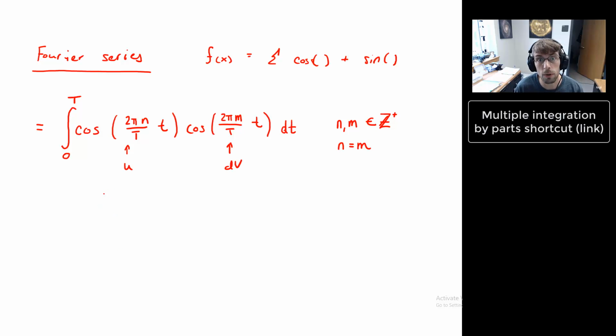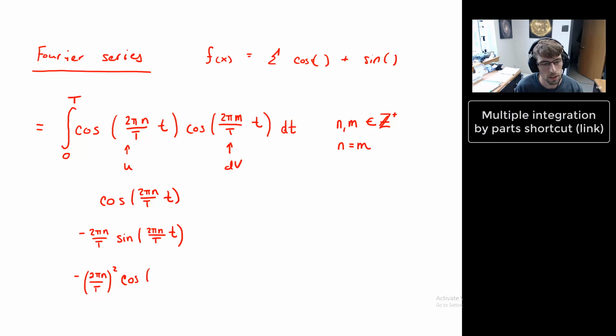So for repeated integration by parts, I'll write down u, that's cosine of 2 pi n t divided by T. Differentiate once, so I get negative 2 pi n over T sine of 2 pi n t over T, and I'll do it again: negative 2 pi n over T squared cosine of 2 pi n t over T. And we'll stop there. That'll be sufficient for us.